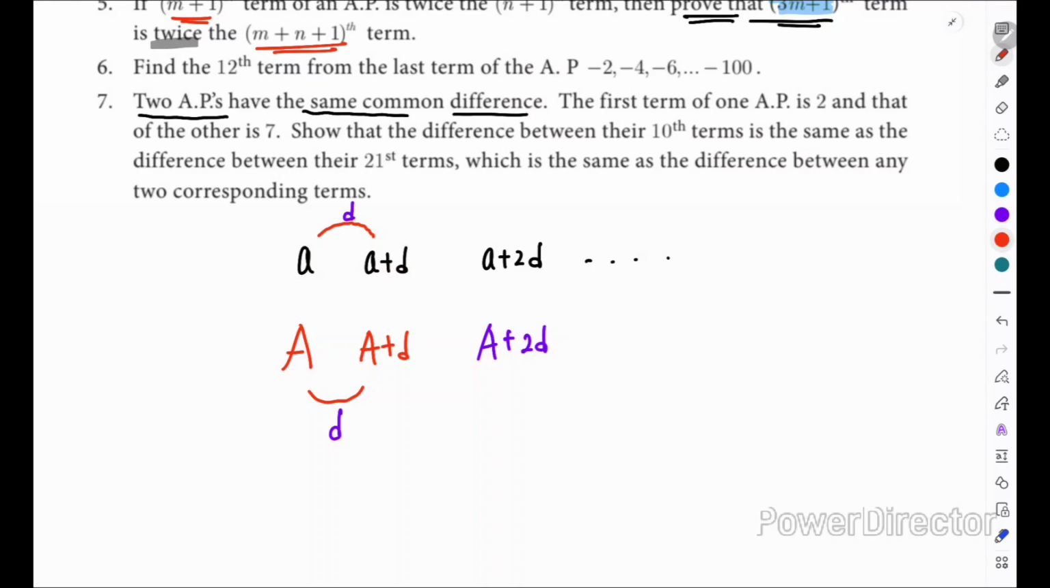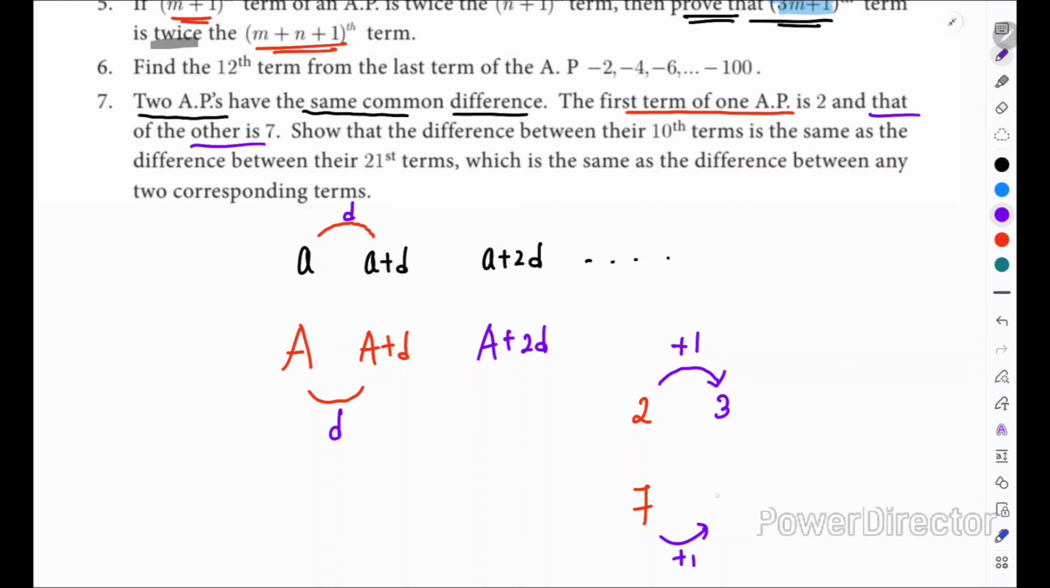I'll give you an example to make you understand, so you can be a little comfortable here. See, let me start. They are telling the first term of one AP is 2. Then one more AP has starting term 7. That's what they are telling in the question. Now I am assuming, you can also assume anything, the common difference. We'll take very simple, +1.